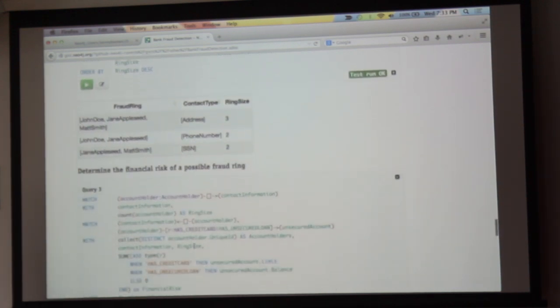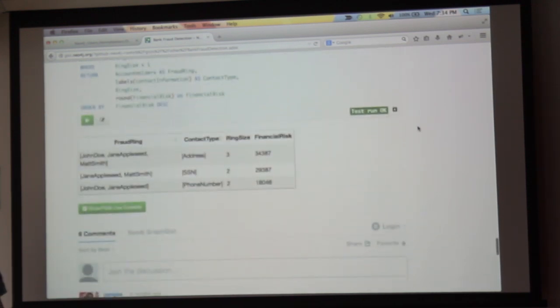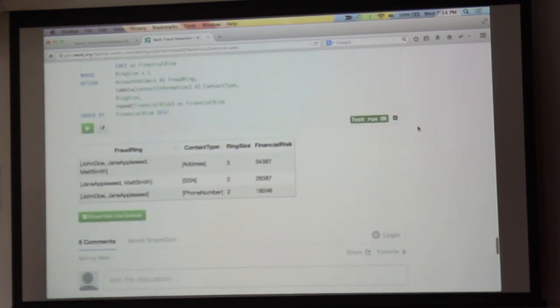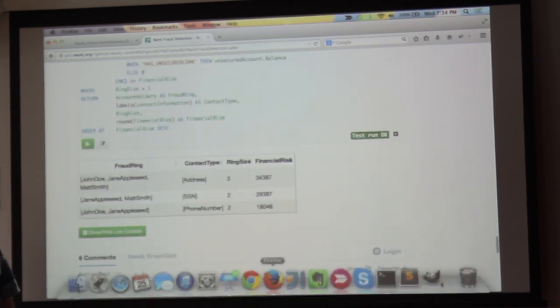So then the next thing is to ask the final question, which is to determine the financial risk of a possible fraud ring. And the result is that it just takes a bit of the previous query, but adds in the financial risks by doing an aggregate on the sum of their bank accounts that they have in their credit lines. Cool. So that's the GraphGIST project.